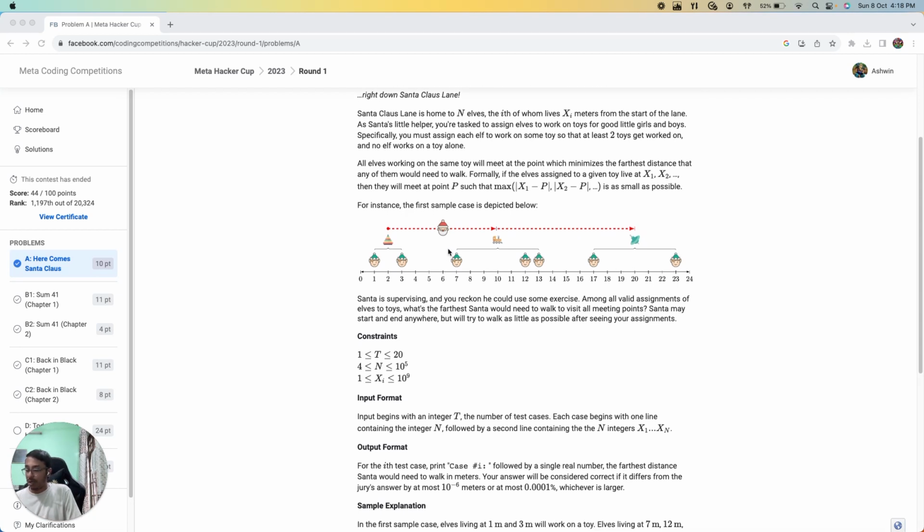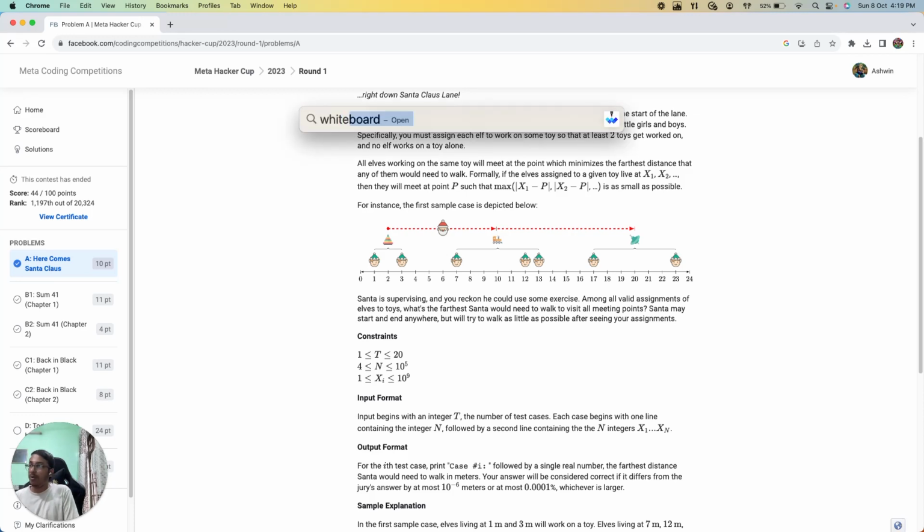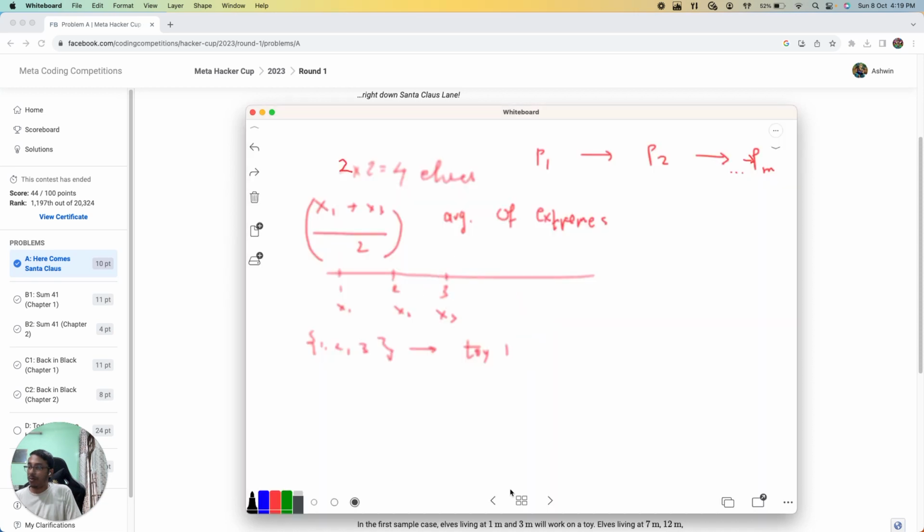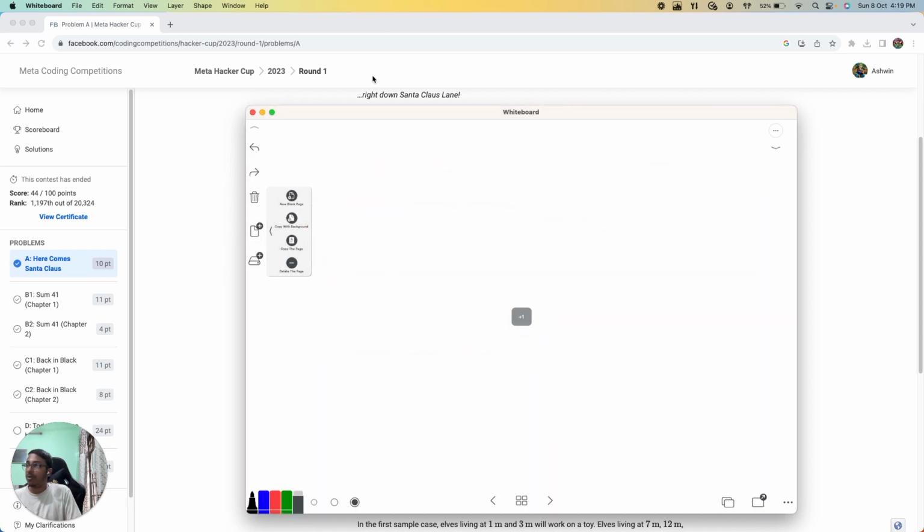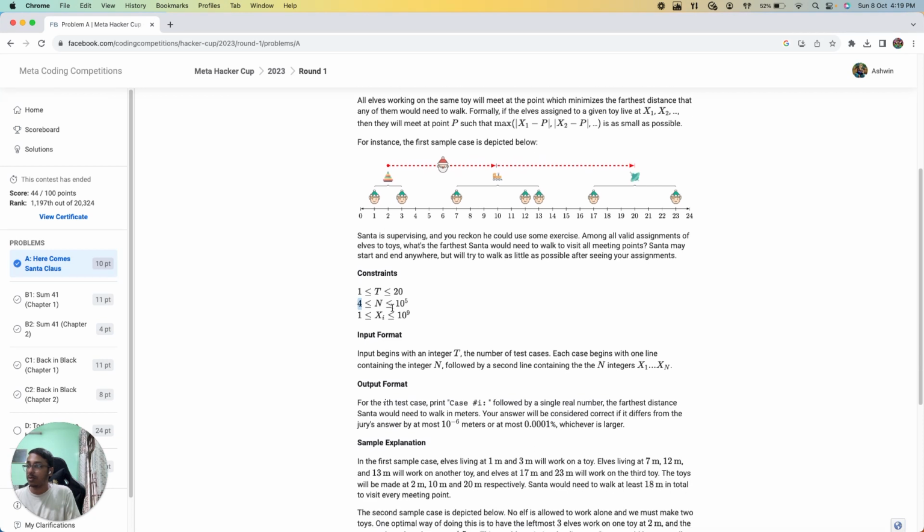I will show the code later, but first I will show the whiteboard. There should be at least 2 toys and each toy should have at least 2 elves working on it. So there should be at least 4 elves, right? So the given constraint is that n should be greater than or equal to 4.